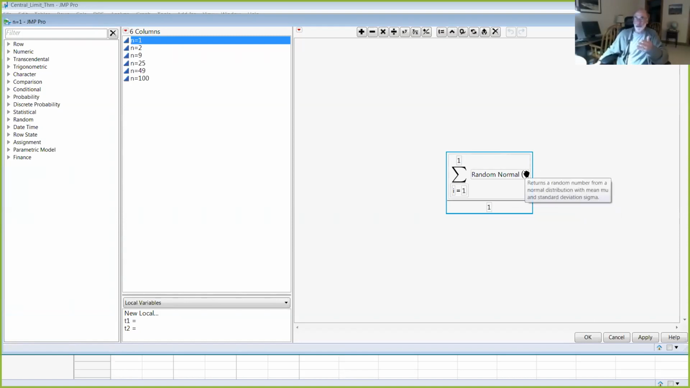What does the random normal distribution look like? It's a bell-shaped curve. It has a mean of 0. This is what's known as the standard normal. So it has a mean of 0 and a standard deviation of 1.